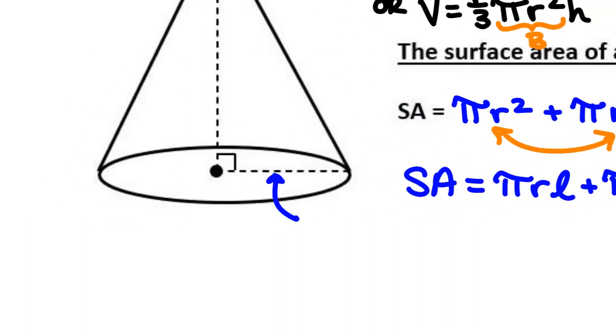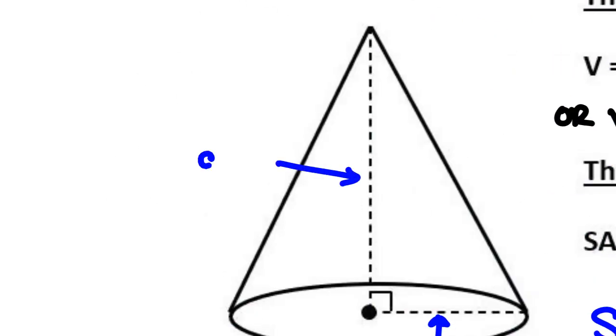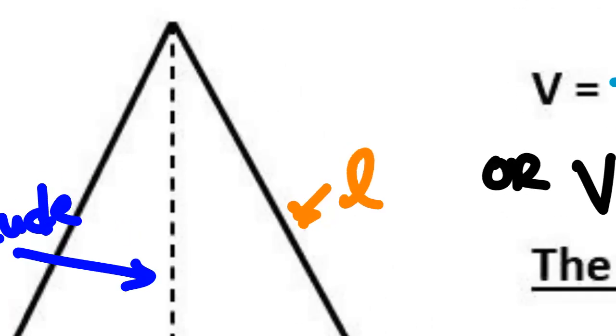All right, so here's my radius. And of course my altitude. My slant height would be this right here.